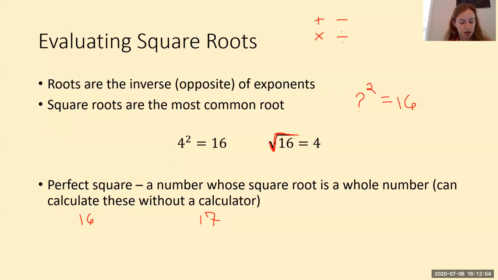And if I bust out my calculator here, square root of 17. So I get this nice long decimal number. It's just a little bit over 4. So it's 4.123105626. Goes on for a while there. But it's not a whole number. So 17 is an example of something that is not a perfect square.